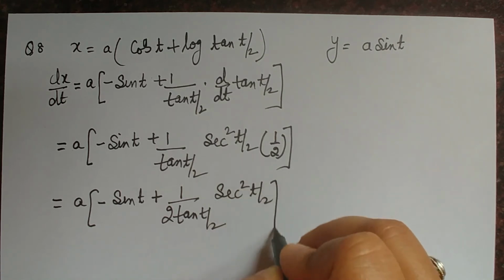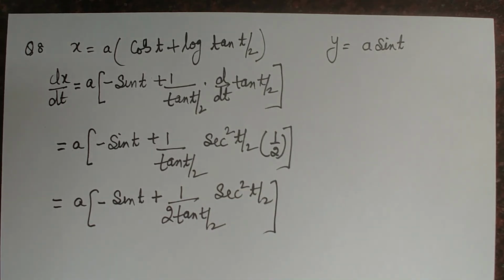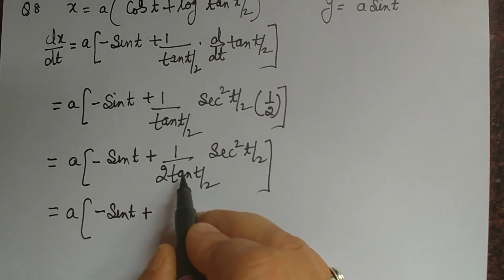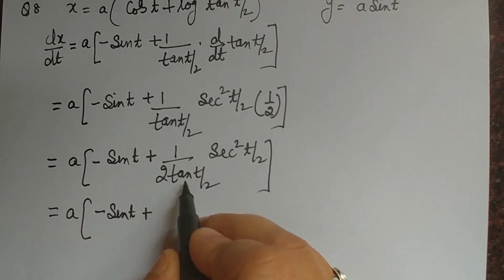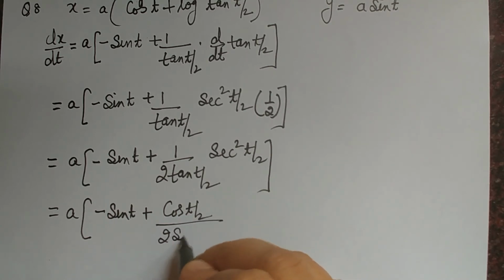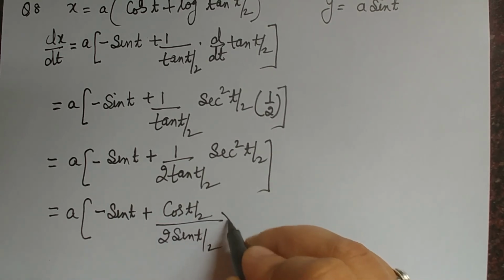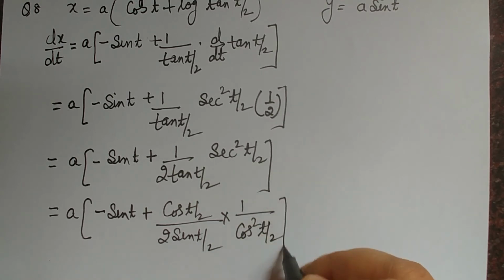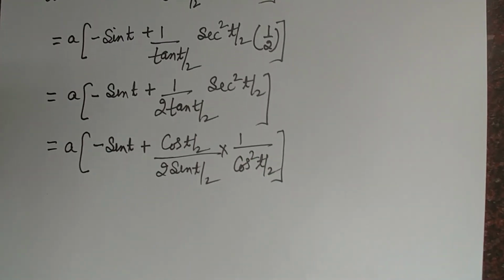Okay. Now further, what I can do is change your tan to sin and cos form. So tan t by 2 will be sin t by 2 upon cos t by 2, and secant square t by 2 is 1 upon cos square t by 2.